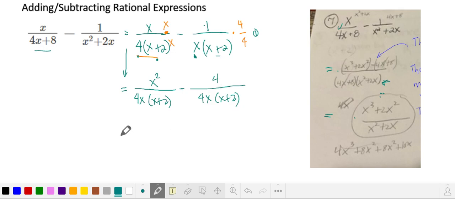Next, we will combine them in one denominator. Since this denominator is the same thing, we can just write it like this. And then we can write all the numerators.